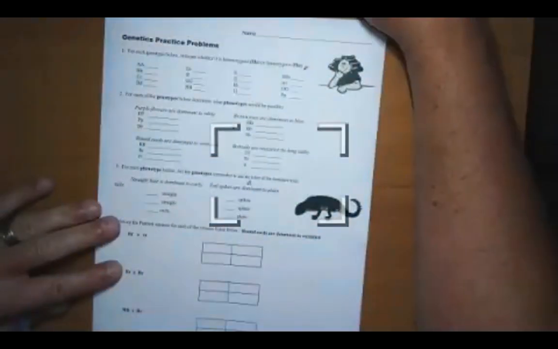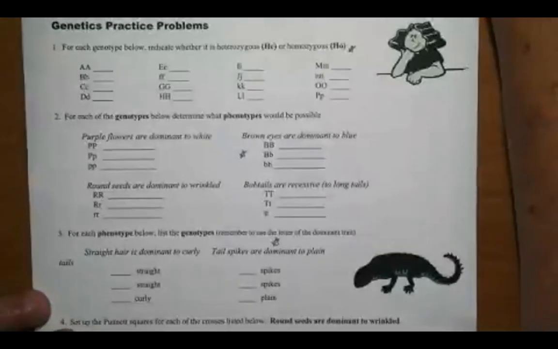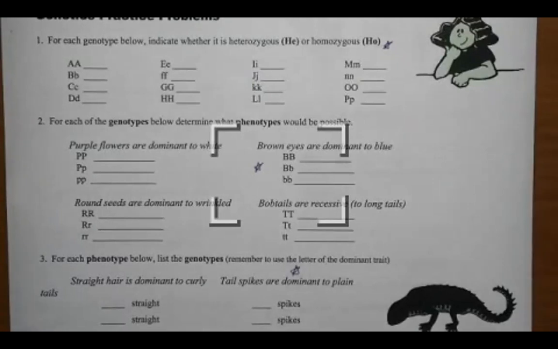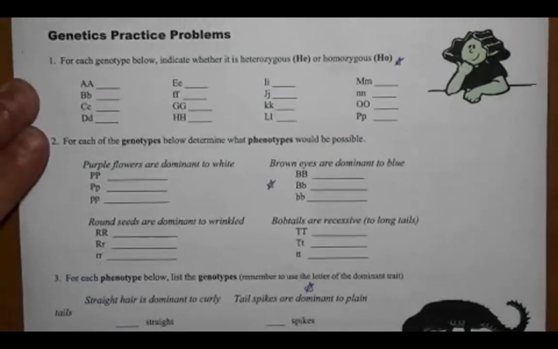Okay, so let's go to the actual worksheet and let's get this thing figured out. The thing about genetics is you don't really need a whole lot of stuff with it. You don't need a ruler or a calculator or anything like that. You can do it just with the information they give you.